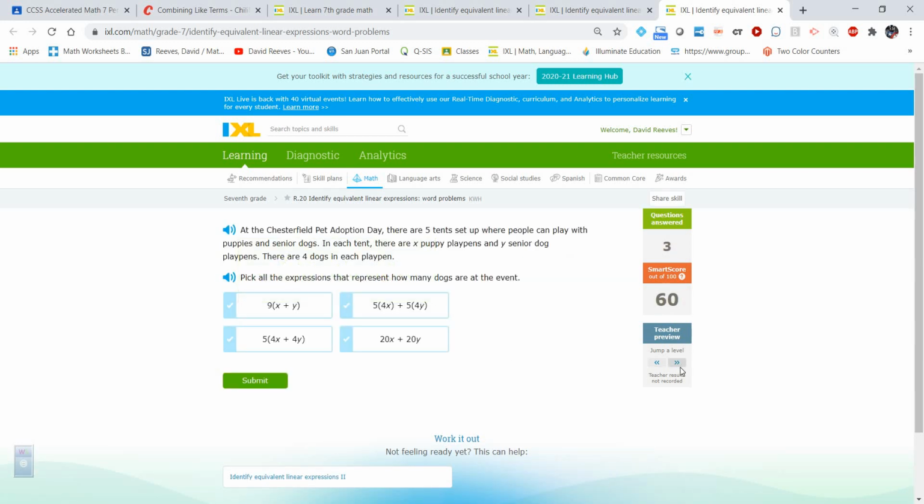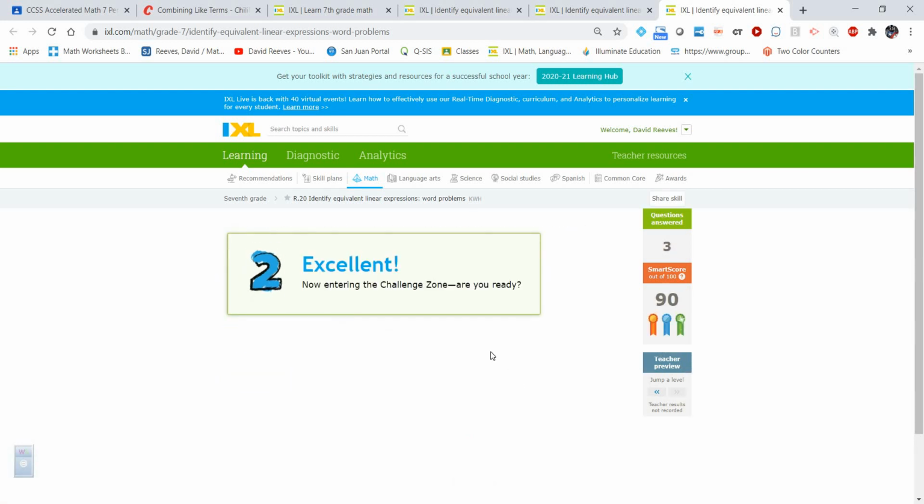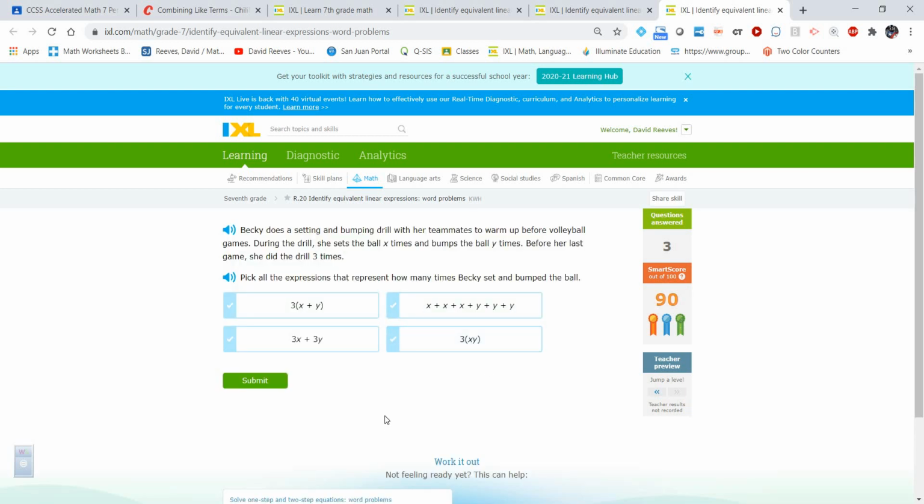All right, let's skip up to the next level. Ooh, we are in the challenge zone. Becky does a setting and bumping drill. Hey, let's hear it for volleyball. Except we'd call that passing instead of bumping, with her teammates to warm up before volleyball games.